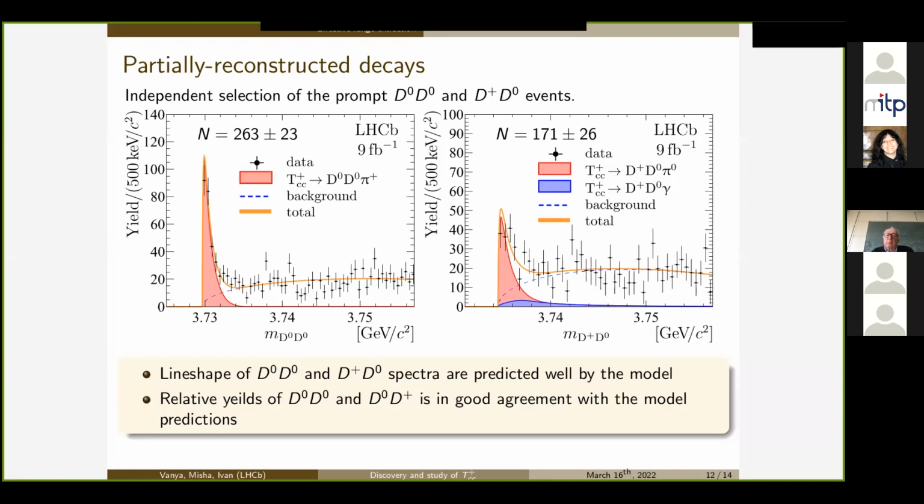So please note that here on the plots, it's not just a fit with flexible shapes. The shapes are really fixed, and the agreement we get is quite impressive. And even the relative yields in these two channels are consistent with what we would expect from the model we constructed.